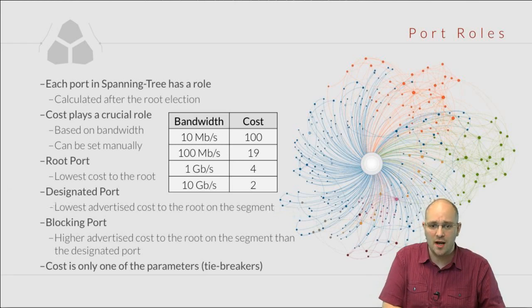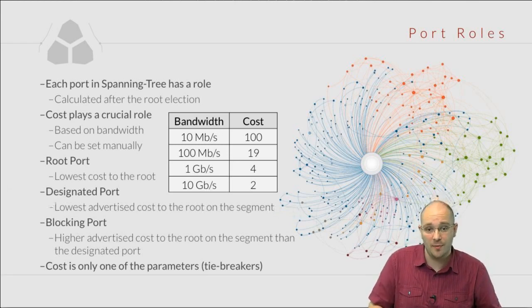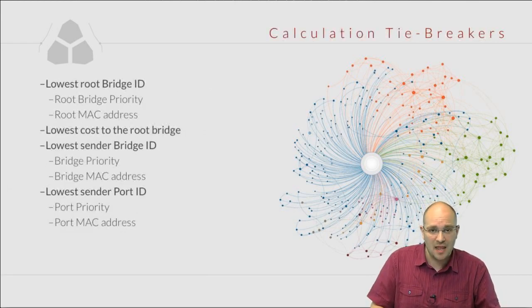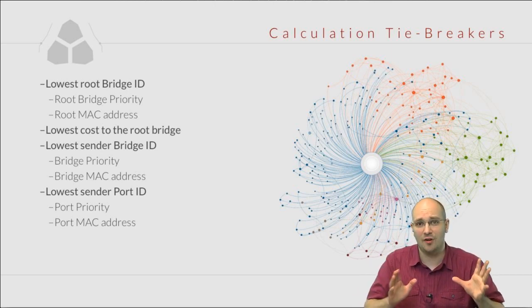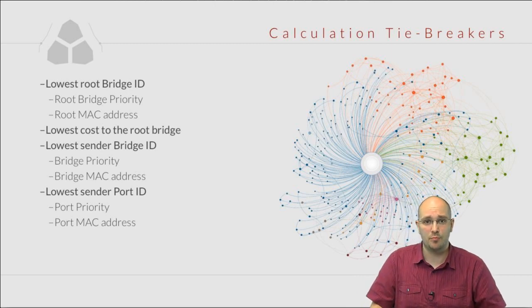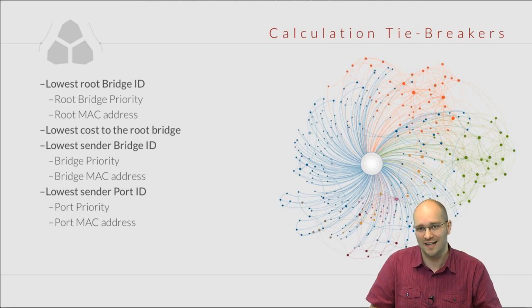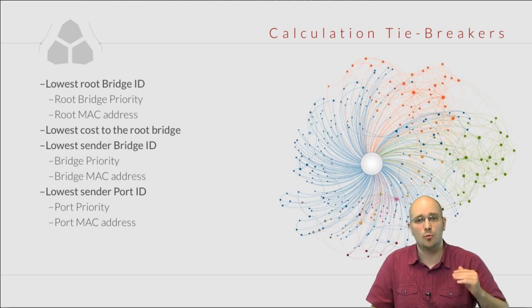Cost is just one of the tiebreakers, one of the parameters that can be used to determine this. There are actually 4 of them. The first one that is going to be taken into account is not actually the cost to reach the root. It will actually be the lowest root bridge ID. But if we have 2 different root bridge IDs mentioned in our BPDUs, that means that the election isn't over yet. So this first step is kind of a pre-election state. We still need to go through the election, but let's assume that the election has been finished.